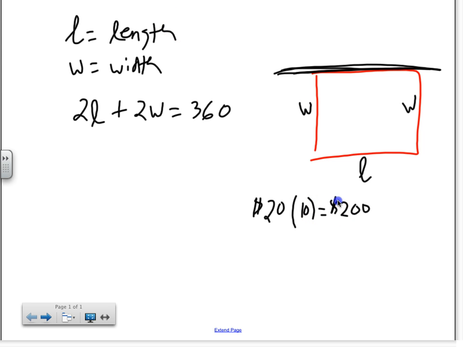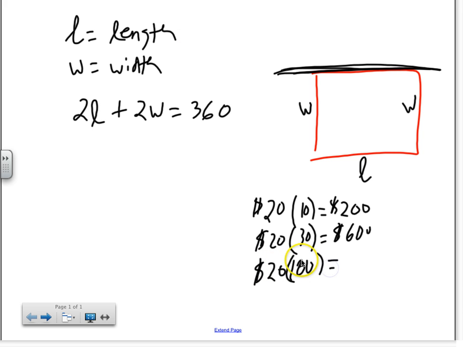$200, okay? And so what if I change it and fence 30 feet in length? What's my cost now? $600. And how did you get that? $20 times 30, and you said 600. What if I want to fence 100 feet? $20 again, interesting, times 100. And the cost is? What do you think? 2,000. Okay. Do you see a pattern yet?